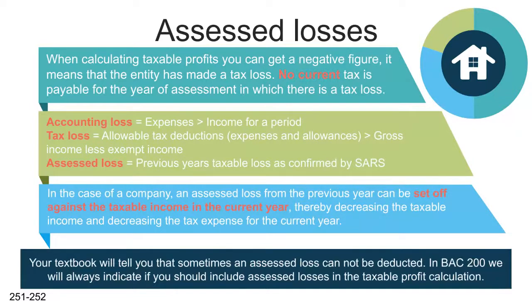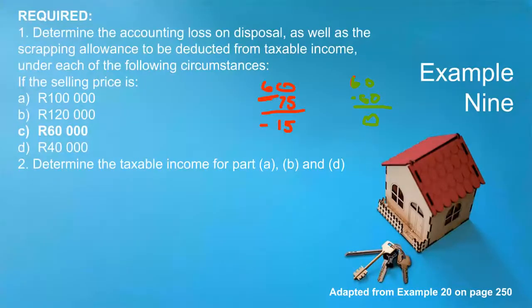How would you account for profit for question C? Okay, that's a good one. So here, what you would do is you would add back the 15. Why would you add back the 15? Right. So Gary is asking about scenario C, where we sold it for 60,000. What would we do in terms of the taxable profits? Right. We would add back the 15.